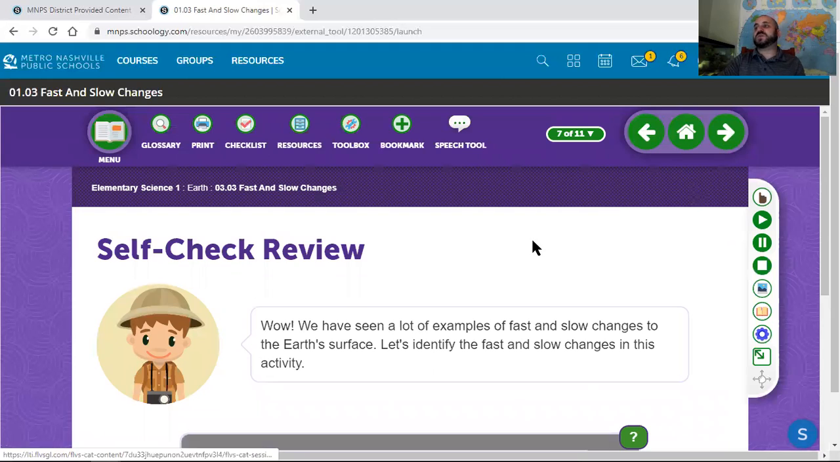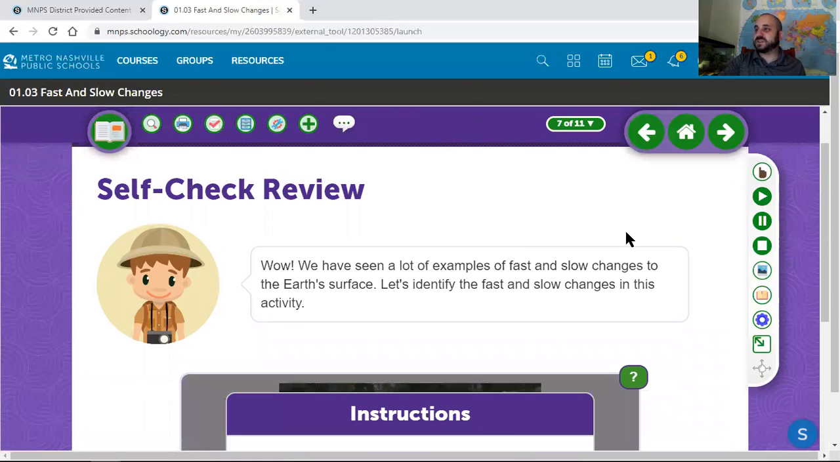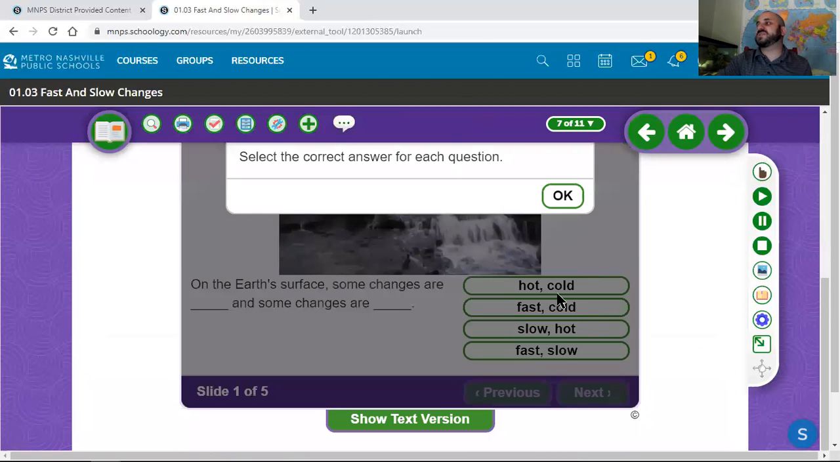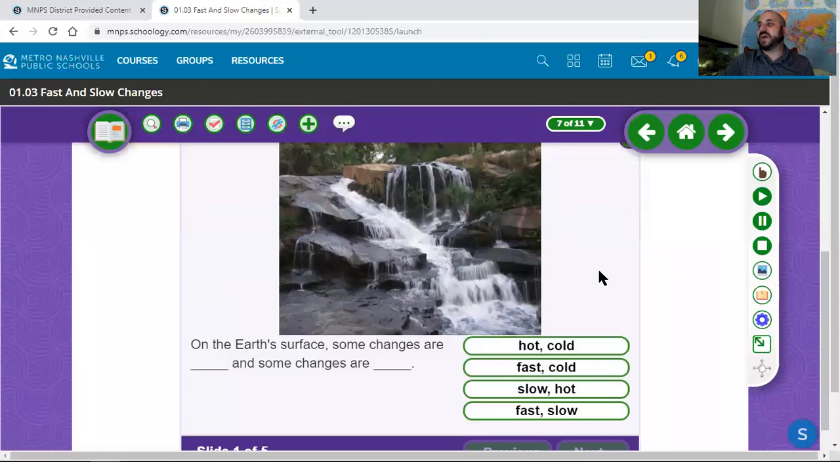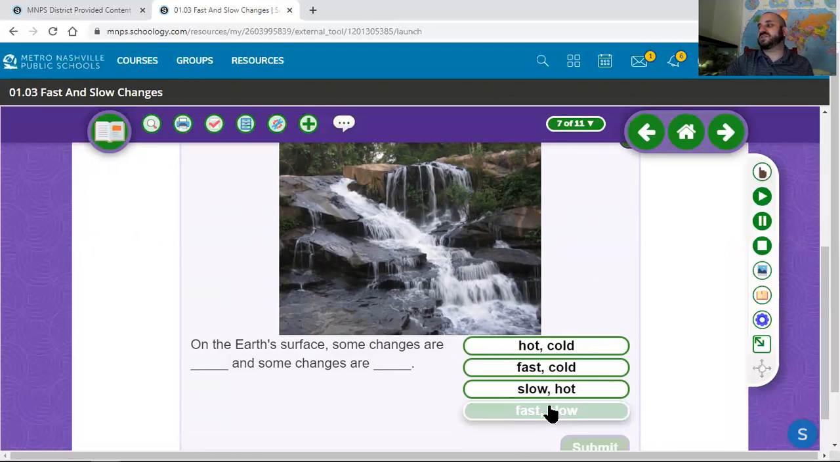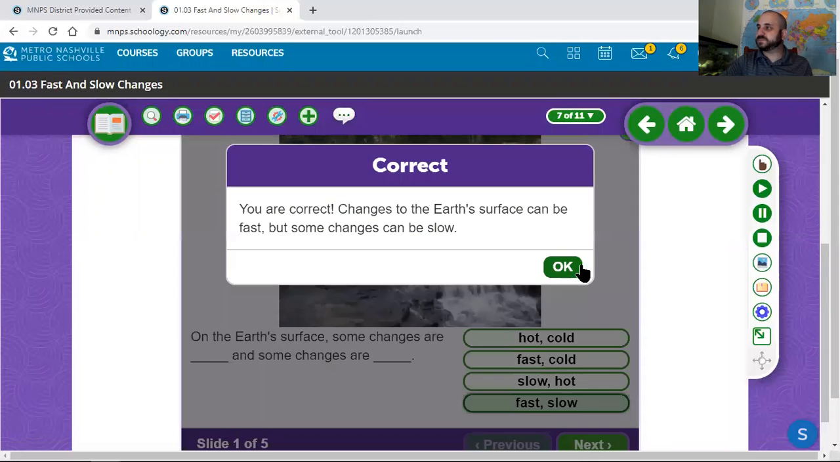All right. So we've seen a lot of examples of fast and slow changes to the Earth's surface. Let's identify some fast and slow changes in this activity real quick. All right, on the Earth's surface, some changes are blank and some changes are blank. Fast and slow, of course.